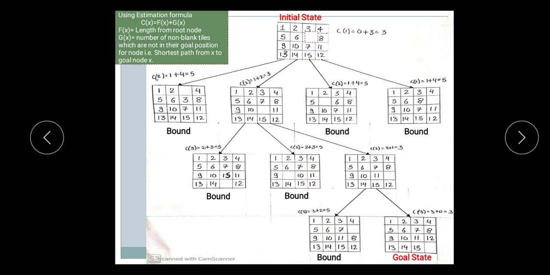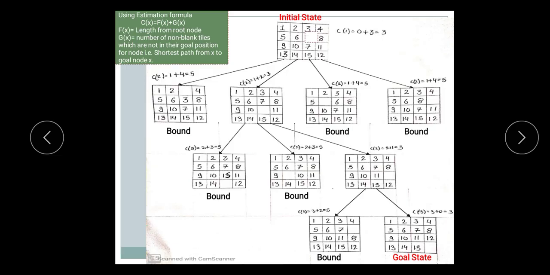Now if we move the empty slot to the left side, then this is the arrangement we will get. Here again f of x is 2, and we need to find out g of x, that is the number of tiles which are not at their proper position. Again here we have 3 tiles which are not in their proper position, that is 10, 11 and 12. So g of x becomes 3. So total cost is 2 plus 3, that becomes 5.